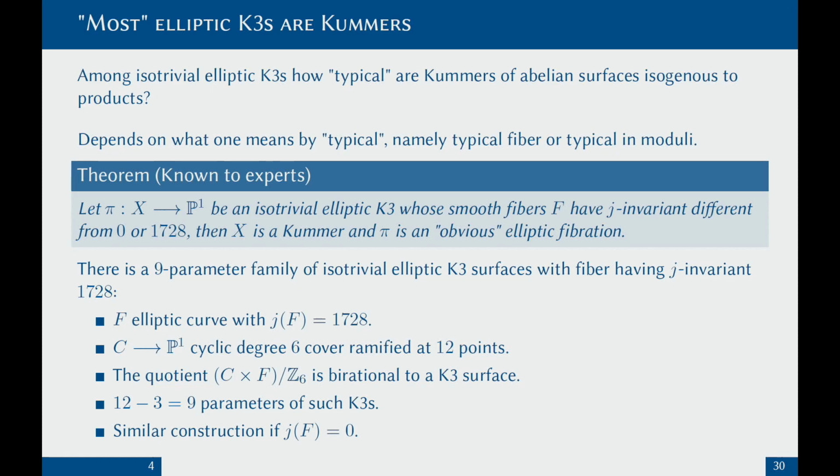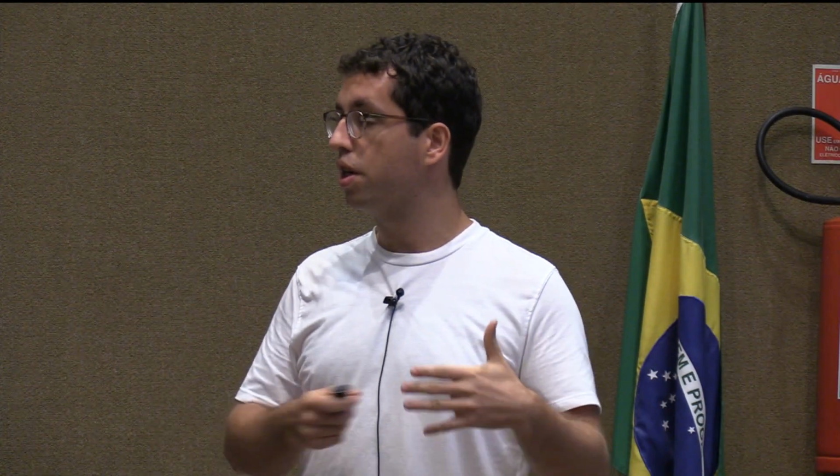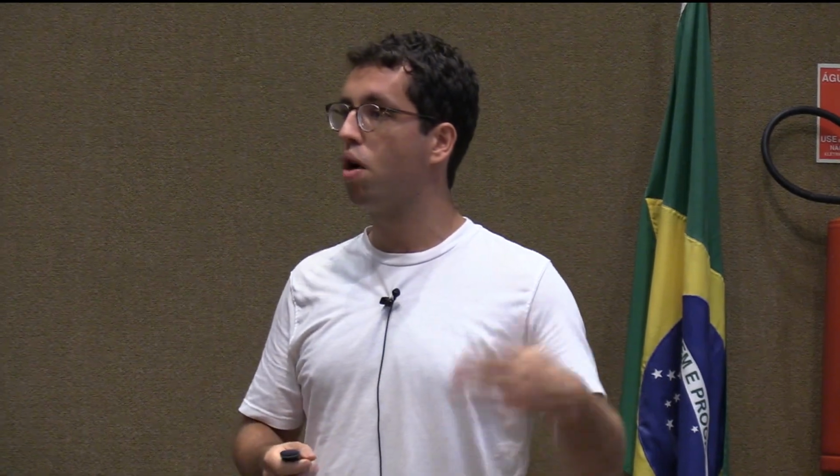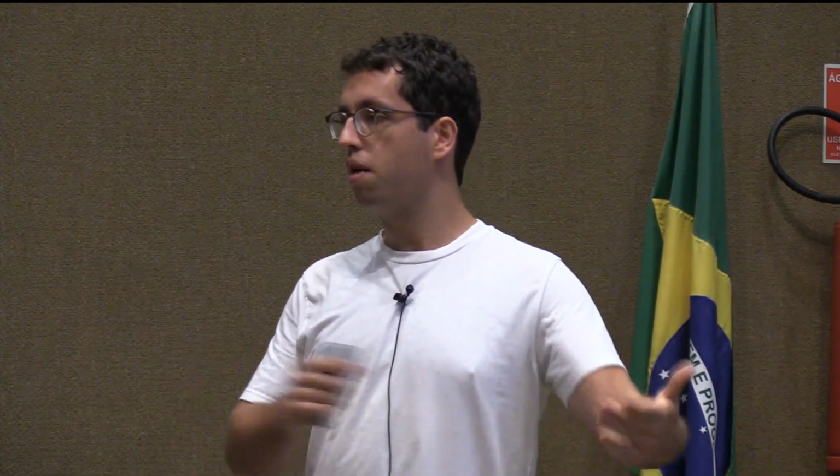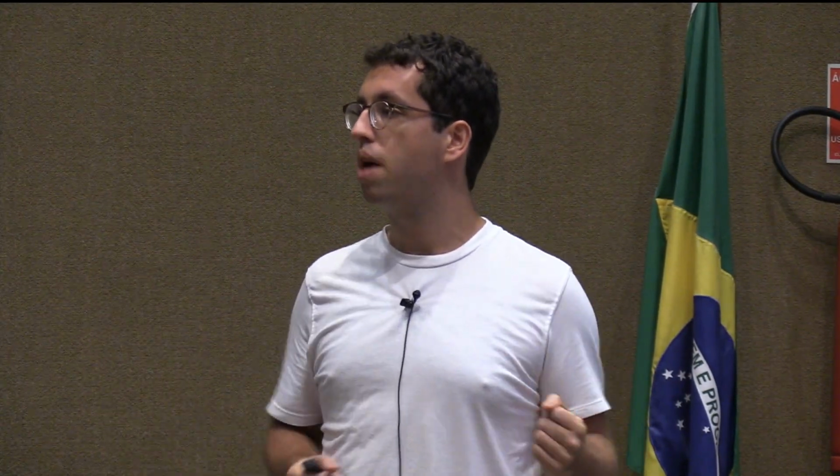It has to be the Kummer of some abelian surface that's isogenous to a product, and the fibration arises by some map to a genus 1 curve. On the other hand, there are examples of more complicated elliptic fibrations. If you look at a Kummer of an abelian variety isogenous to a product, these are going to come in 2-parameter families. You have 1 parameter for E, 1 parameter for the fiber F, right? So you can modify these 2 parameters. That gives you a 2-parameter family of such Kummers.